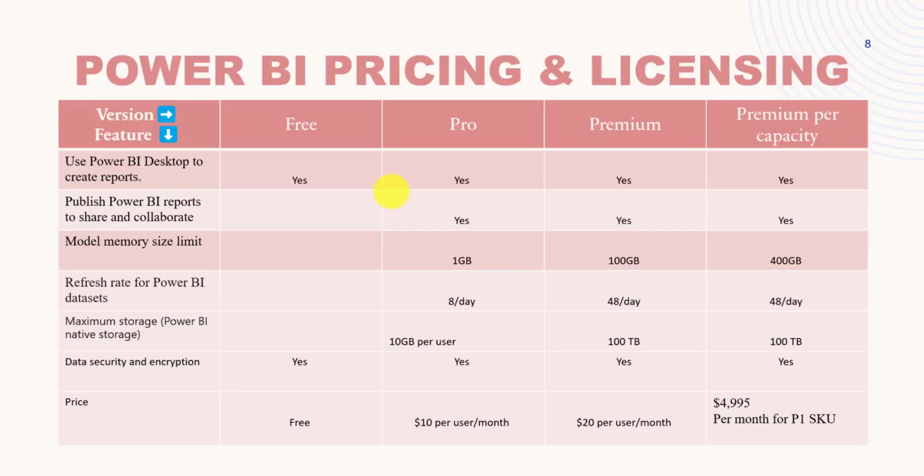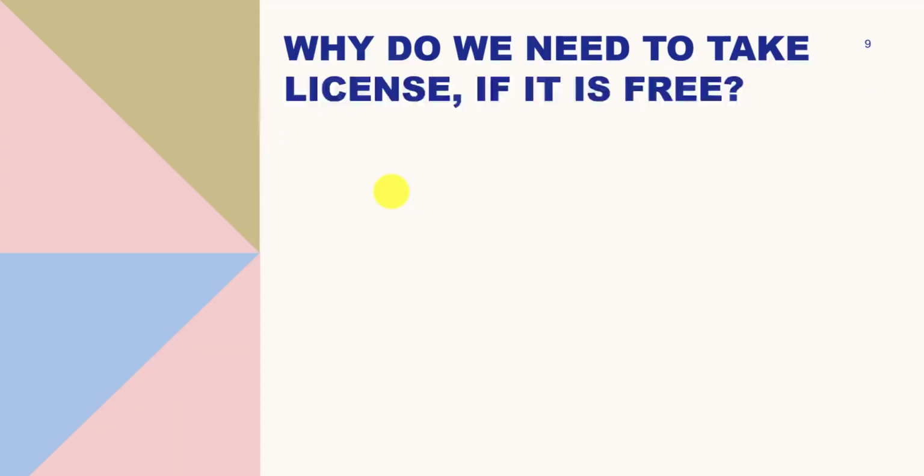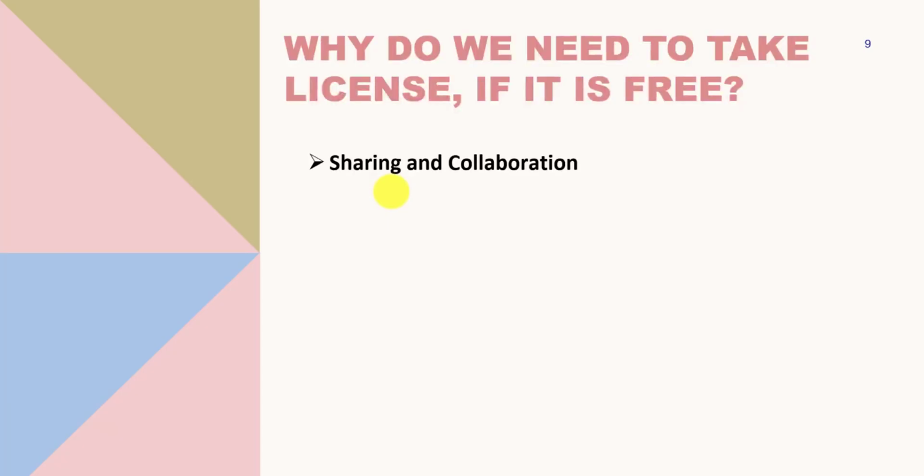License and price: it is free for the Power BI Free license. Power BI Pro is $10 per user per month, and $20 per user per month for Premium license. And if we talk about Premium per capacity, it is $4,995 per month for P1 SKU. Next, we will talk about why we need to take a license if it is free, right? You got the question in your mind.